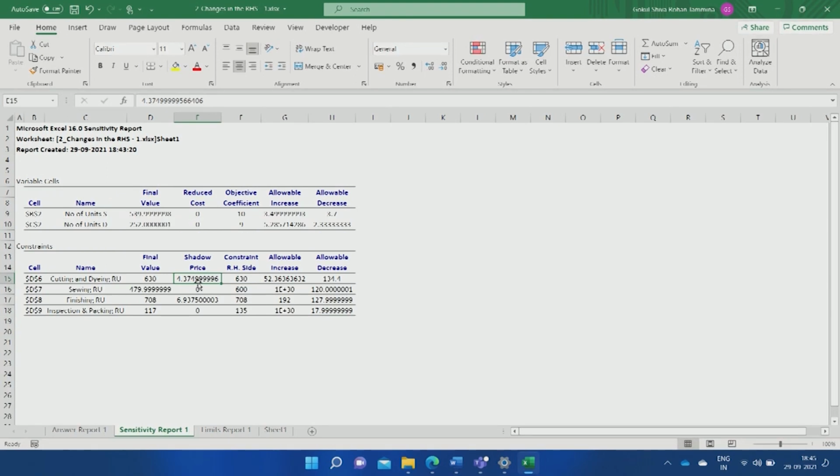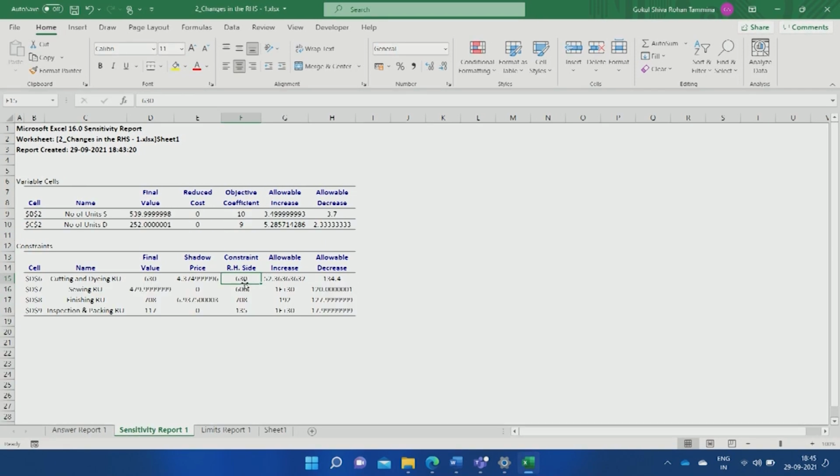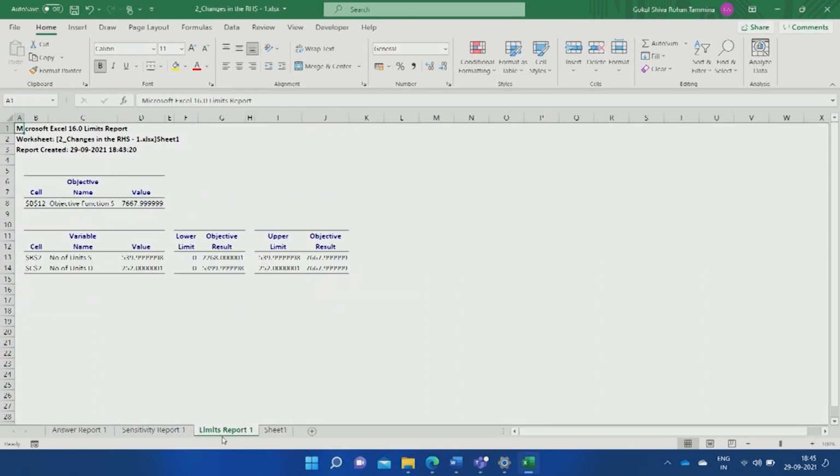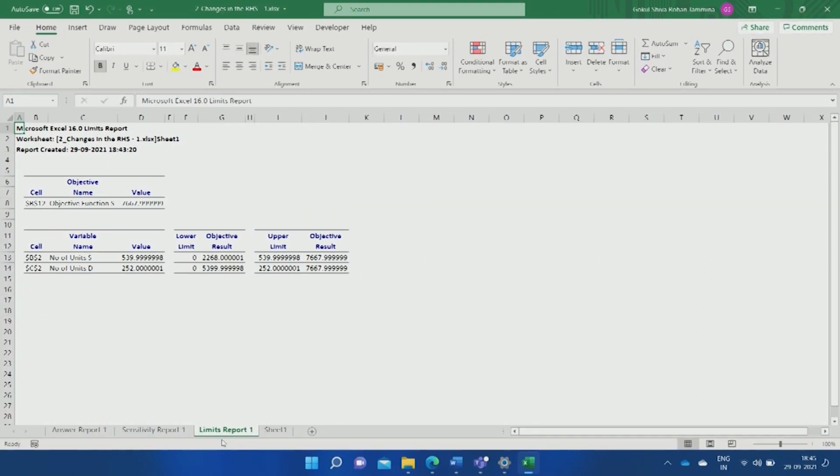Okay. And here also, currently the right hand side is 630, there is allowable increase and allowable decrease. Similarly, for the other constraints, for sieving constraint, for finishing constraint and the last constraint. After that there is another report called limit report. In the limit report, here also there is a lower limit, upper limit and corresponding objective function value.